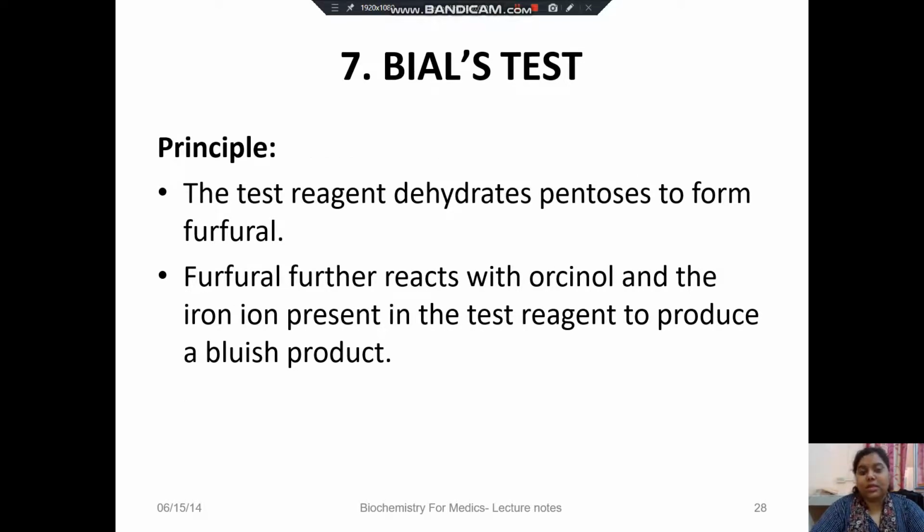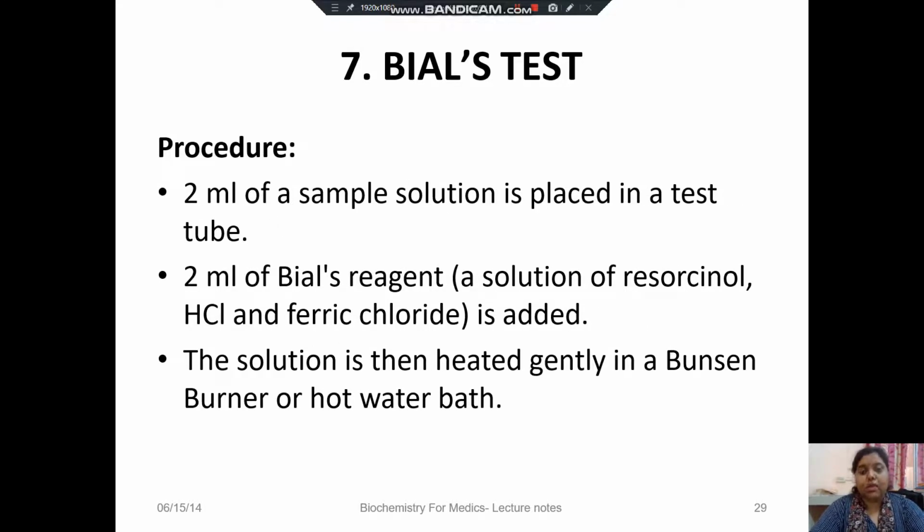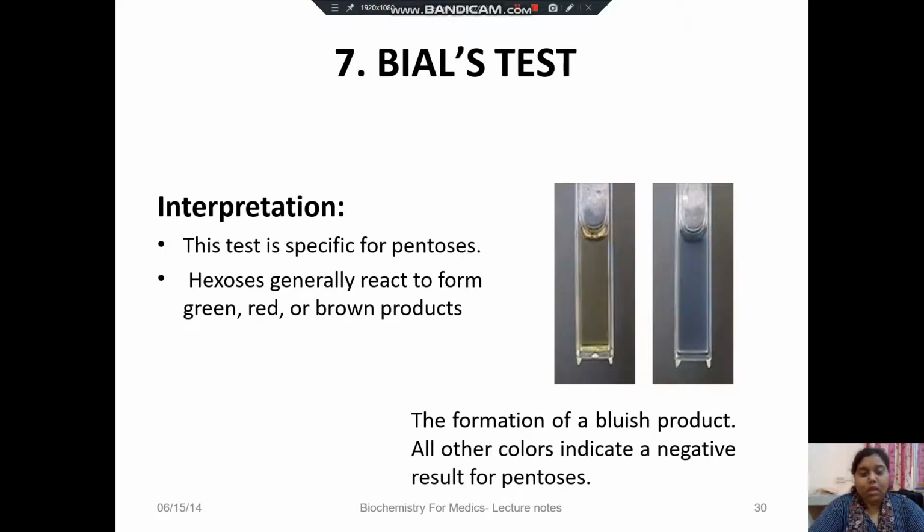The principle for Bial's test is that the test reagent dehydrates pentoses to form furfural. Furfural further reacts with orcinol and the iron ion present in the test reagent to produce a bluish product. The procedure is to take 2 ml of sample solution placed in a test tube. Then 2 ml of Bial's reagent, a solution of orcinol, HCl and ferric chloride, is added. The solution is then heated gently in a Bunsen burner or hot water bath. The interpretation is that this test is specific for pentoses. Hexoses generally react to form green, red or brown products.